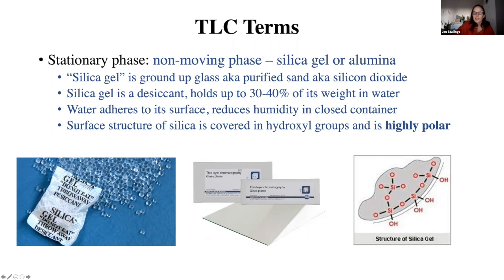When you get this packet in food or leather products, it's because they want to reduce the humidity of the product, because water sticks to this silica gel. It adheres to it because it has all these hydroxyl groups on it. And if we remember, these like water, they're highly polar. So that's the purpose of the silica. And those are the plates that you'll see in the video. They look like this in the video. It's basically a piece of glass that's coated with ground up silica. Okay, so that's the first important term: our stationary, non-moving phase, and it's going to be highly polar. Our silica is highly polar.